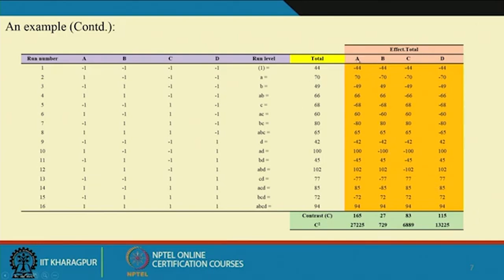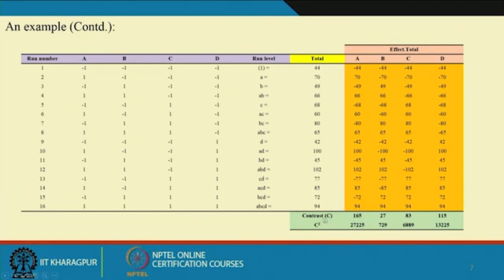Okay. So, how are you getting this column? You are multiplying this A column with this total column. Then when you take the sum, you are getting contrast, because when you multiply this run column, the factor A column, by the run column or treatment column, you will get contrast, because this will be just adding or subtracting things. So, using the total value, the value of each treatment for Y, you will be getting numerical values here also. Now, when you take the sum of all those numerical values, you are getting 165.